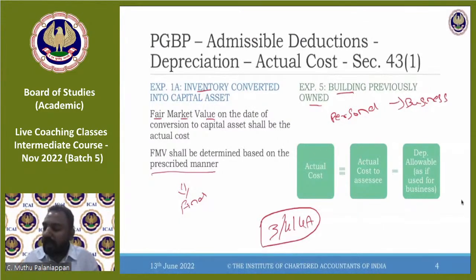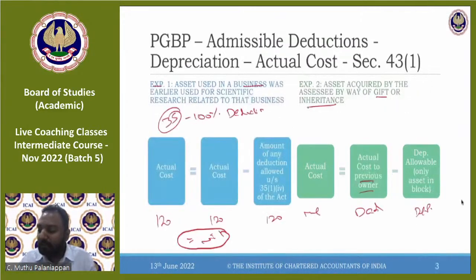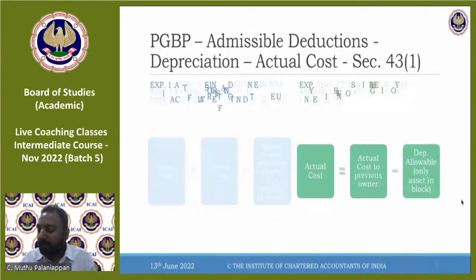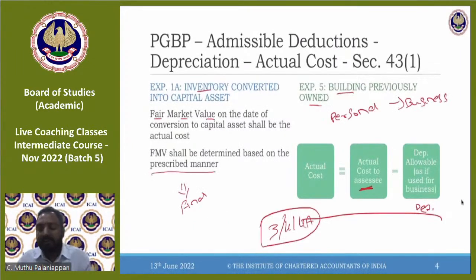So what does it say? It says actual cost to the assessee and depreciation till date, as if that asset has been used for the business only. So this is for building. If you actually see the model we are discussing in explanation 5 and the model we are discussing in explanation 2, explanation 2 and explanation 5 are the same. Every model talks about actual cost to the assessee minus depreciation till date. Similarly, actual cost to the previous owner minus depreciation allowable till date. So that's what we are talking about in explanation 5.